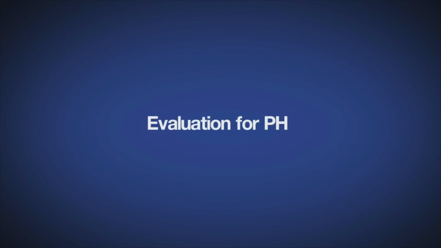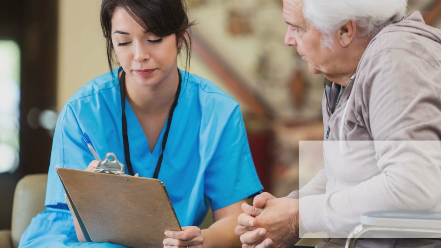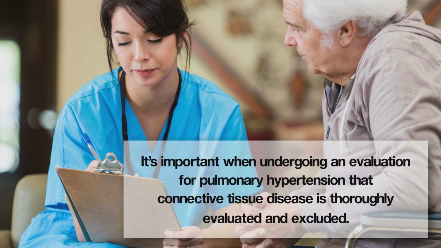It's important when undergoing an evaluation for pulmonary hypertension that connective tissue disease is thoroughly evaluated and excluded. If connective tissue disease is suspected based upon your symptoms, your physical exam findings, or blood work, it's important to get a proper and accurate diagnosis of the underlying connective tissue disease. As we discussed, patients with scleroderma are at higher risk for pulmonary hypertension than patients with other forms of connective tissue disease. So getting an accurate diagnosis regarding your connective tissue disease really helps inform what we should do going forward to assess your risk and the risk of development of pulmonary hypertension.